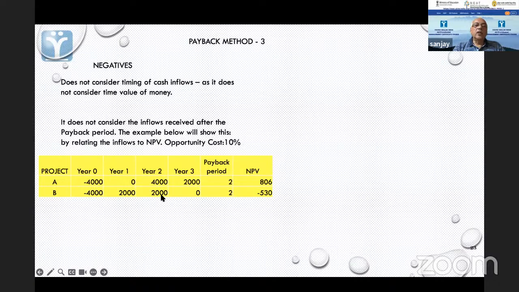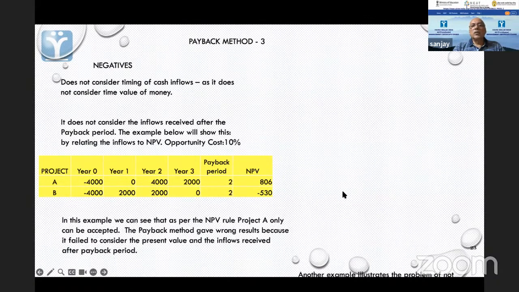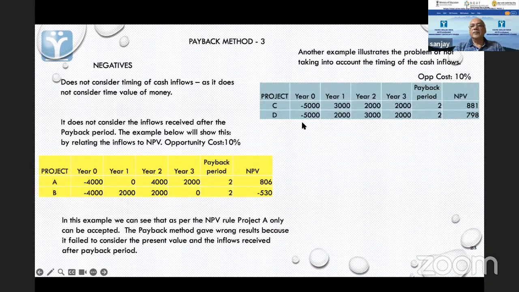Why is that happening? Total inflows are 4,000. When I discount it at 10%, the present value of this 4,000, 2,000 of which was received after 1 year and 2,000 of which was received after 2 years, is actually equal to only 3,470. So when I now reduce that from 4,000, I get minus 530. So if I look at it from an NPV point of view, it is better to go for project A. But if I don't have the benefit of NPV and I look at it only from the point of view of payback, then these two are equal. I have no means of knowing which one to go for. So that is something which we need to consider.